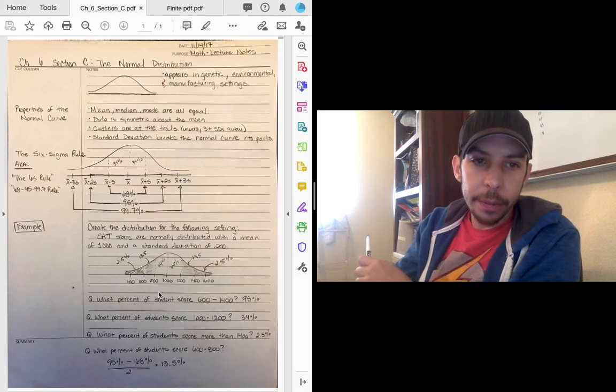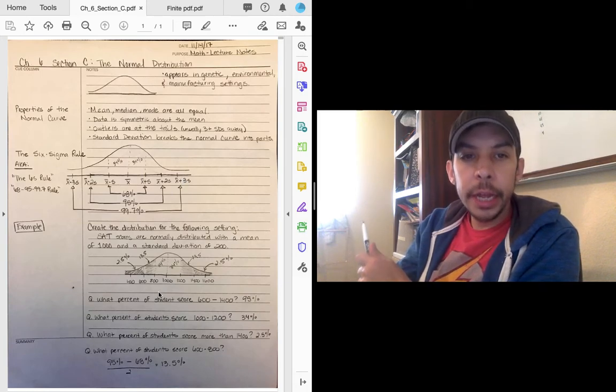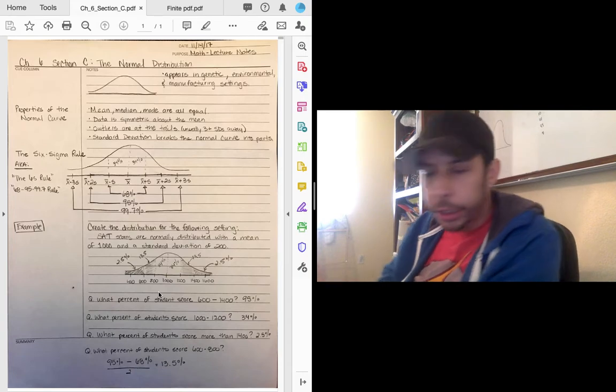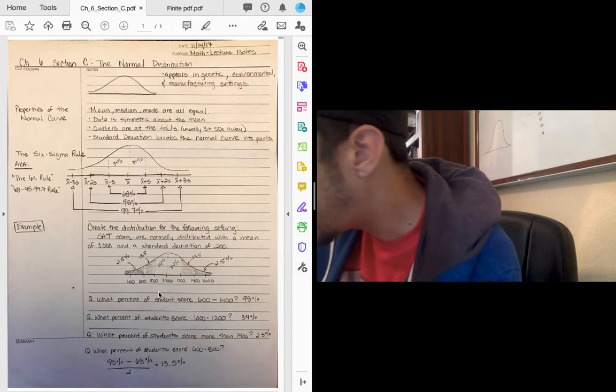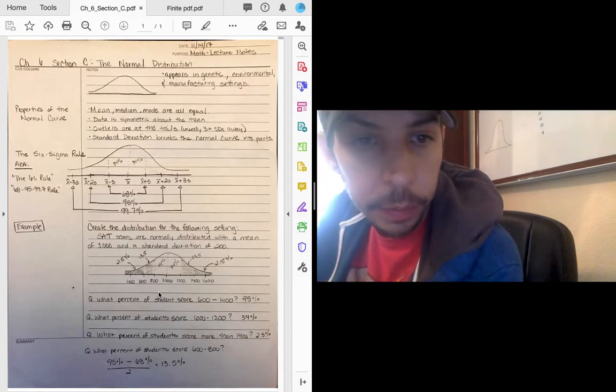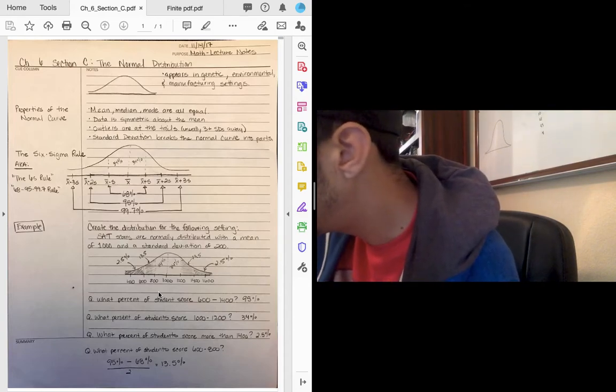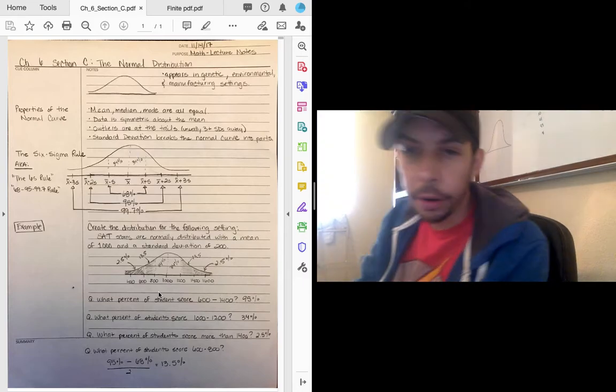So we're going to do this example down here. It says SAT scores are distributed with a mean that's equal to 1,000, and we have a standard deviation that's equal to 200.